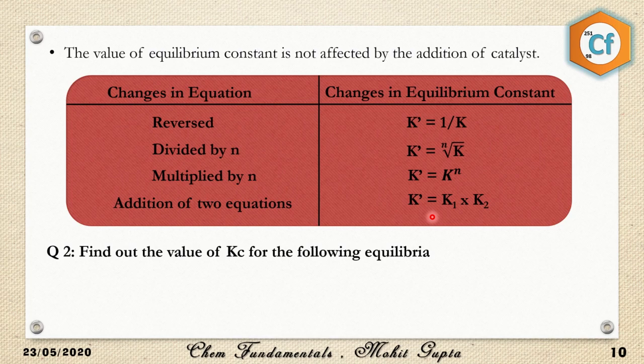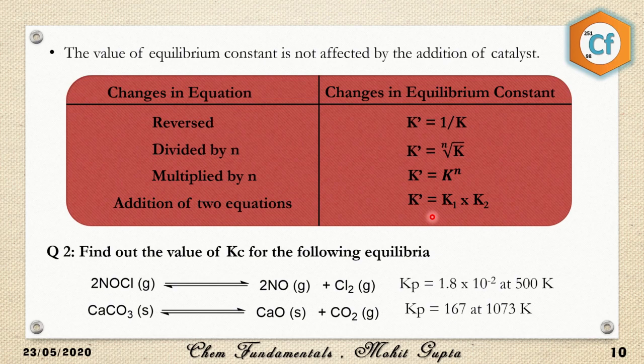Okay, so there is one more question. Find out the value of Kc for the following equilibria. I have given you these two reactions where the value of Kp is given at different temperatures, and you have to find out the value of Kc. How will you find out? We will use the same equation, Kp equals Kc (RT) raised to power delta n.